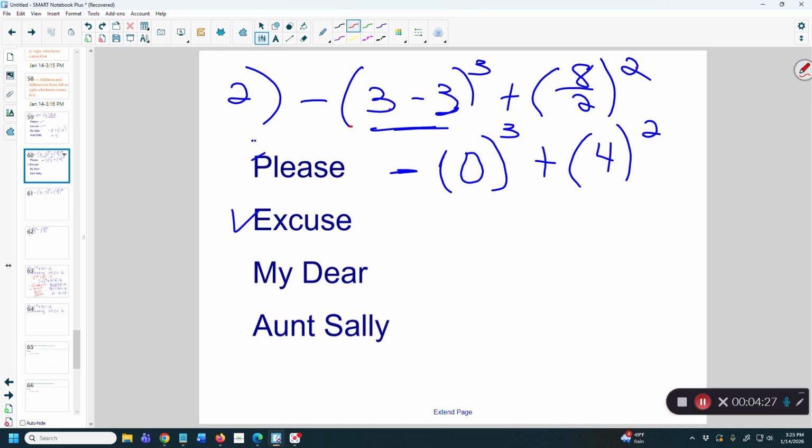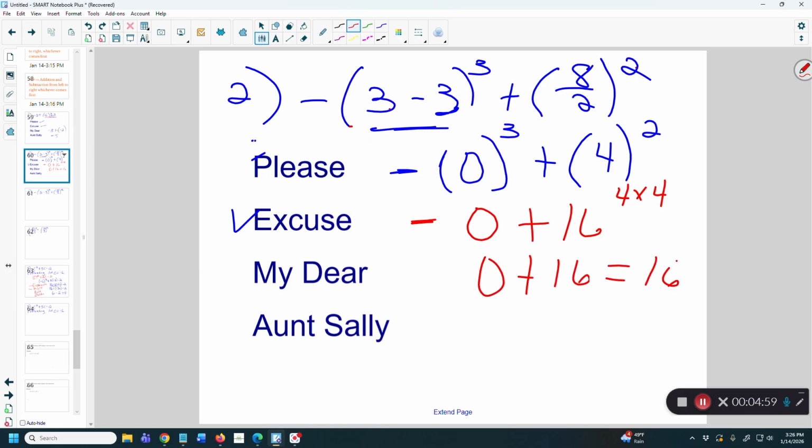This is an exponent. 0 cubed is 0. I no longer have the parentheses because I've taken care of this exponent. Plus 4 squared is 4 times 4, not 4 times 2, and that's 16. I've taken care of that. Any multiplication and division? No. Any addition and subtraction? Yes. 0 plus 16 is 16. Okay?